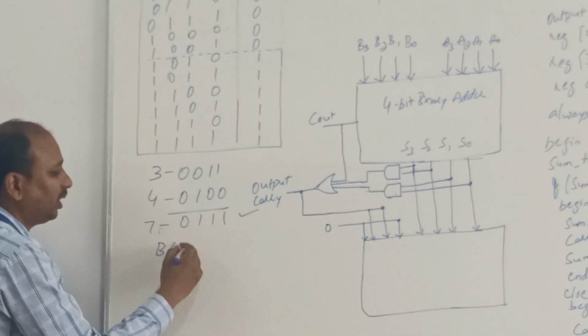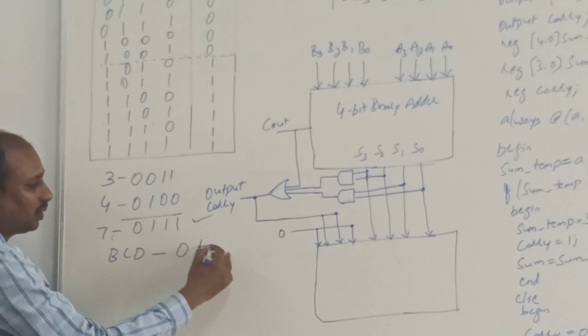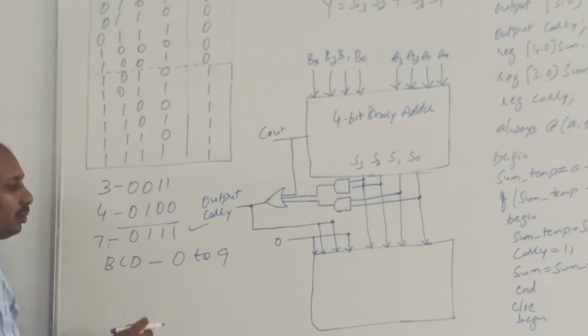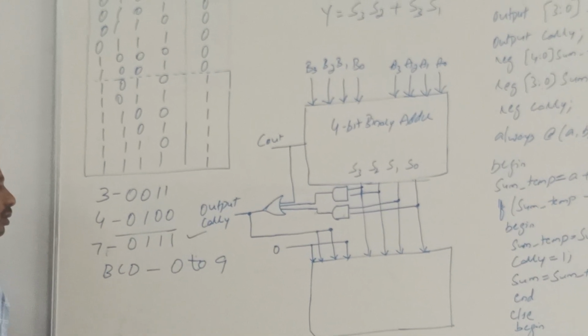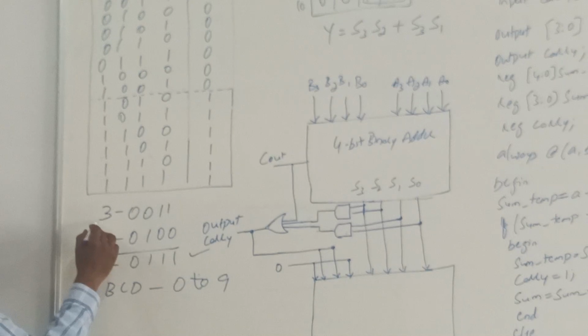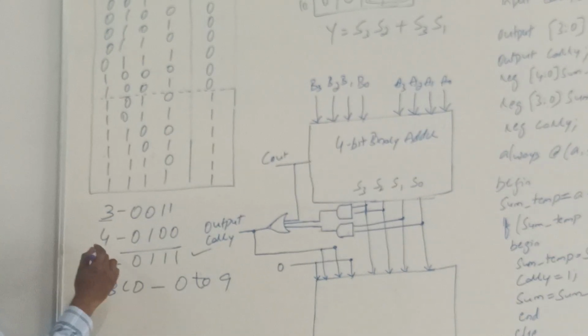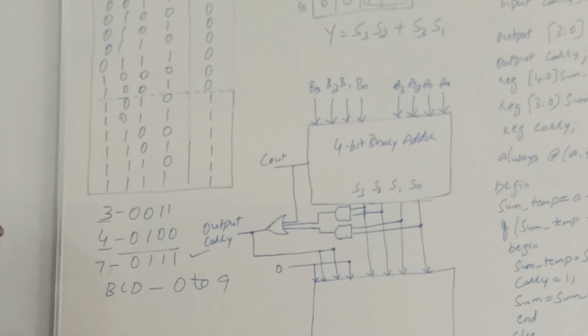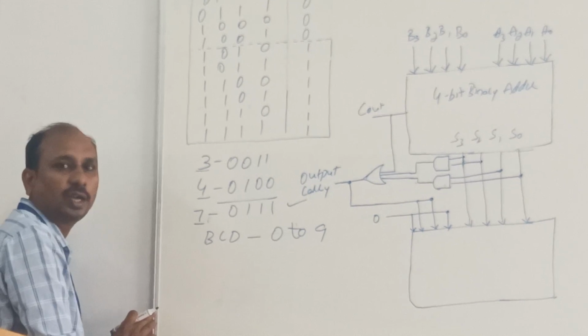First of all, I should explain what I mean by a BCD number. BCD numbers will always be in the range from 0 to 9. So now 3 is a BCD number. Why? Because it is within the range 0 to 9. 4 is also a BCD number, in the range of 0 to 9. And my result 7 is also within the range of 0 to 9.